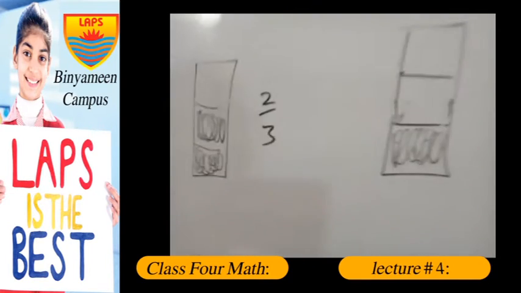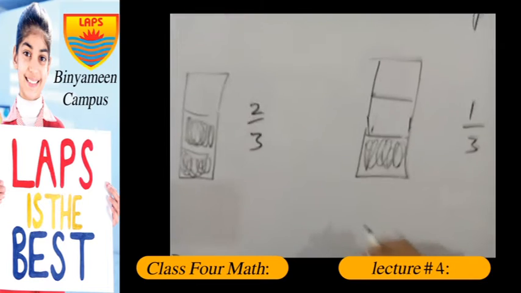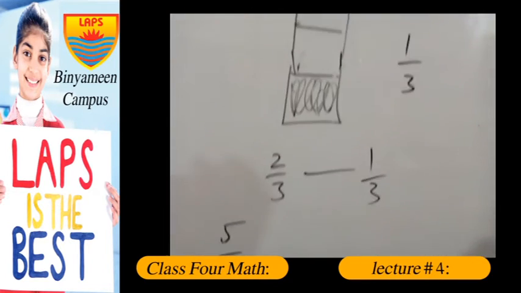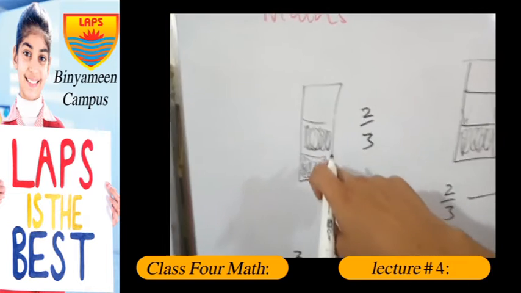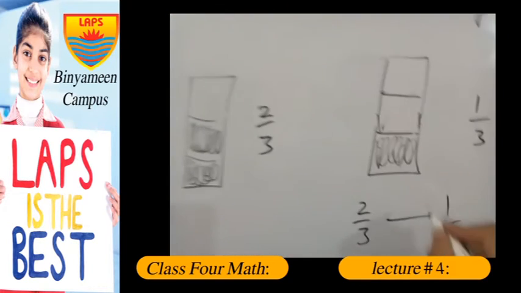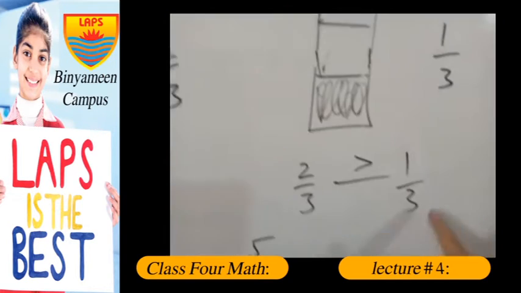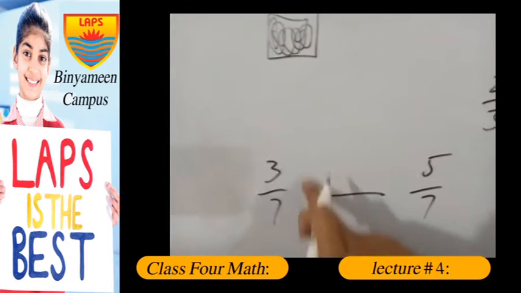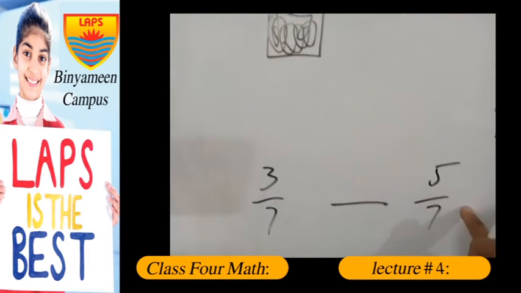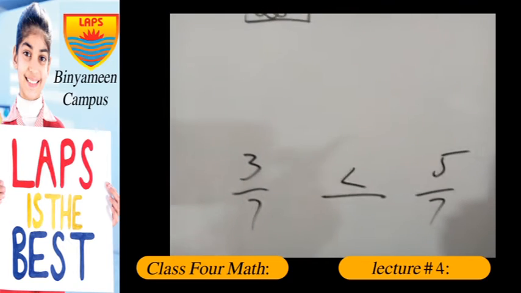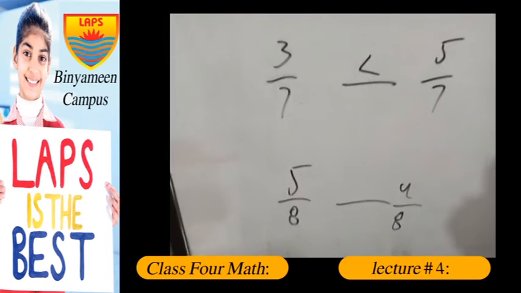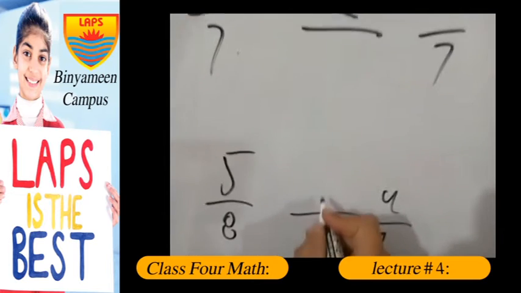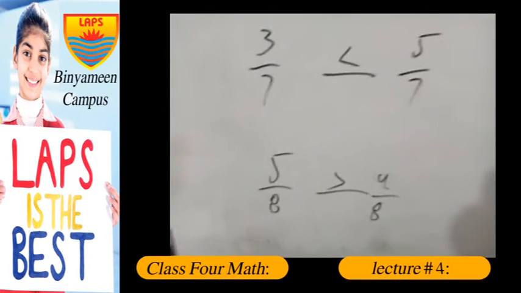Now it's easier to understand this with the diagram, because if we compare both these fractions, 2 over 3 and 1 over 3, we can see that more parts of this shape are shaded, so 2 over 3 is actually greater than 1 over 3. Similarly, if we see these fractions here, 3 over 7 will be less than 5 over 7. We can say 5 over 7 is greater than 3 over 7, and similarly this one, 5 over 8 is actually greater than 4 over 8, so it will be written as this.